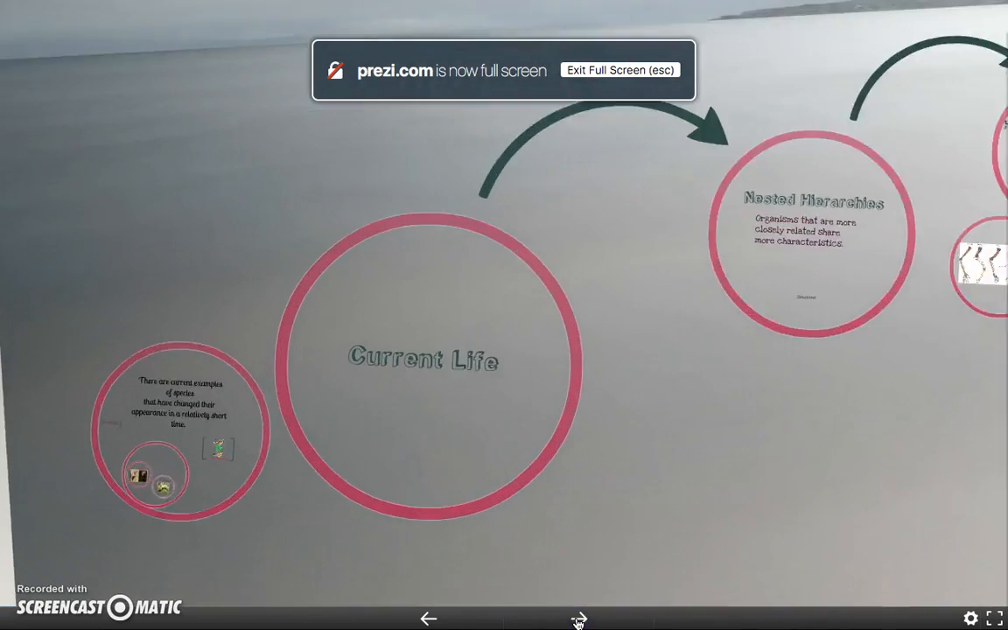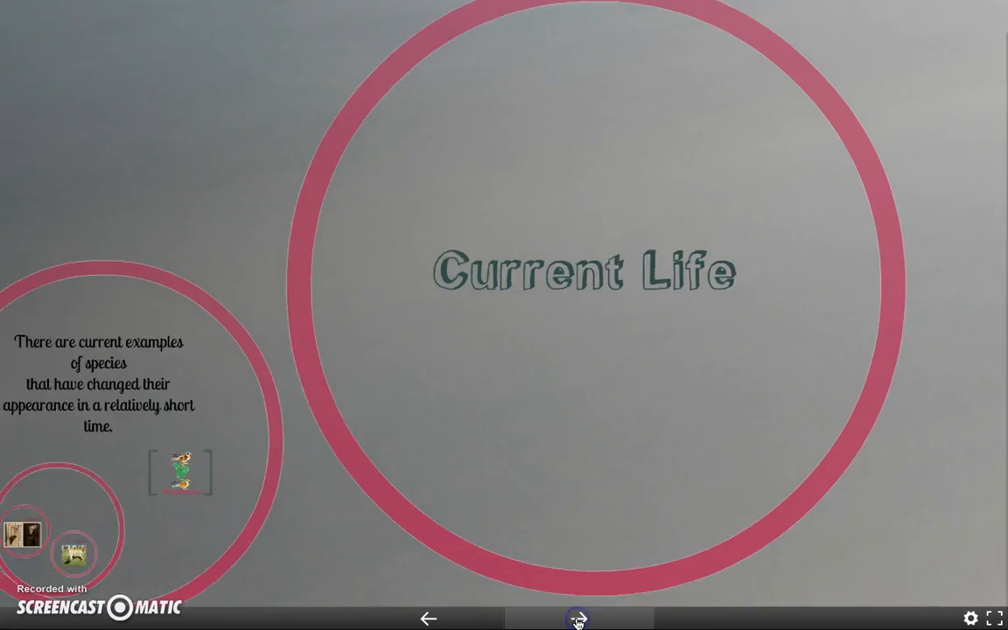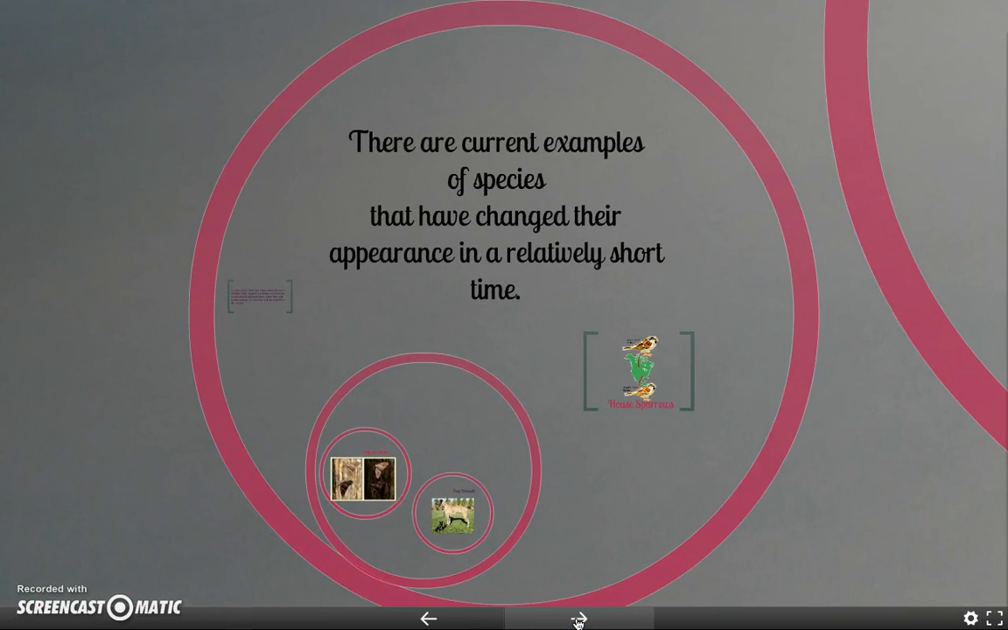We're going to first start with what evidence do we have of evolution in our current life? There are lots of examples of this. I'm only going to give you three here. I will ask that you look up some more current life examples yourself. But to begin with, there are current examples of species that have changed their appearance in a relatively short amount of time that humans have been able to see actually happening.